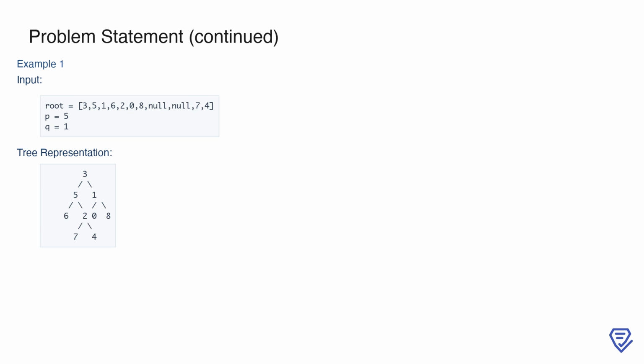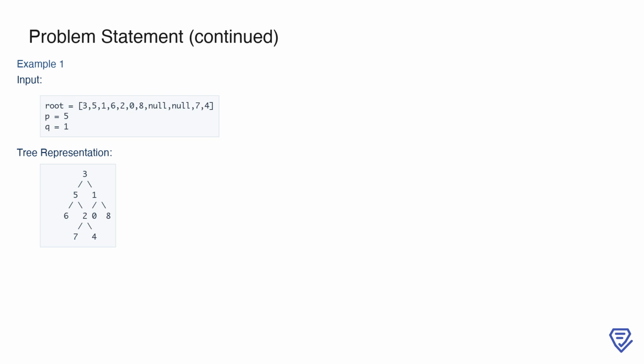Let's look at an example to understand this better. Here we have a binary tree represented as follows. The root node is 3, with two child nodes 5 and 1. Node 5 has children 6 and 2, while node 2 further has children 7 and 4. On the other side, node 1 has children 0 and 8.